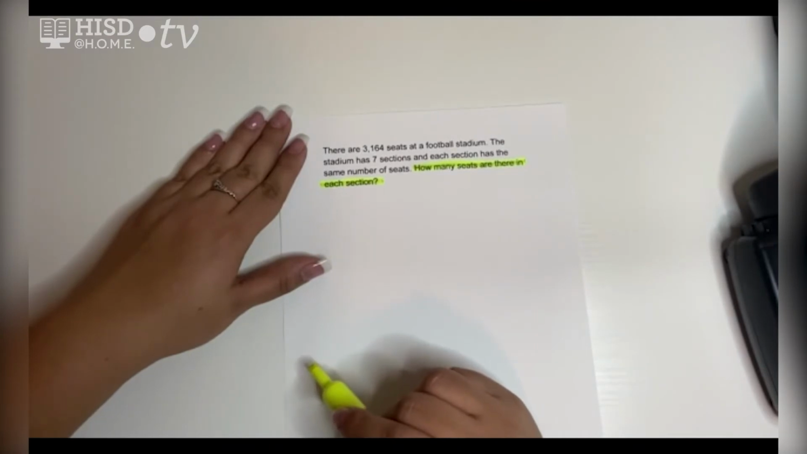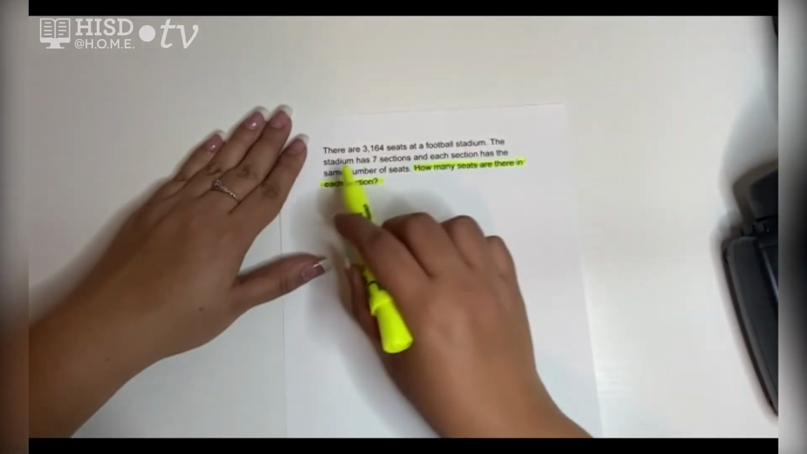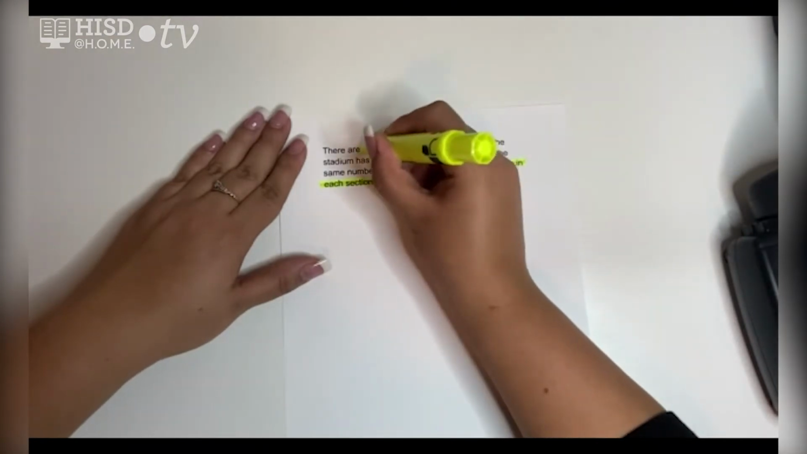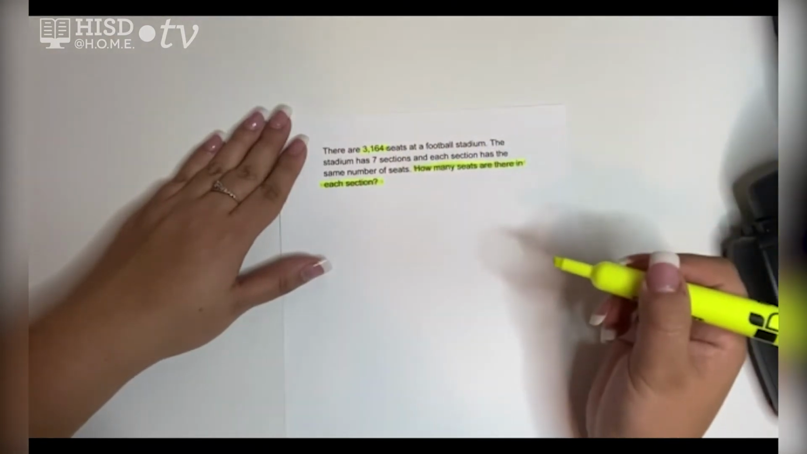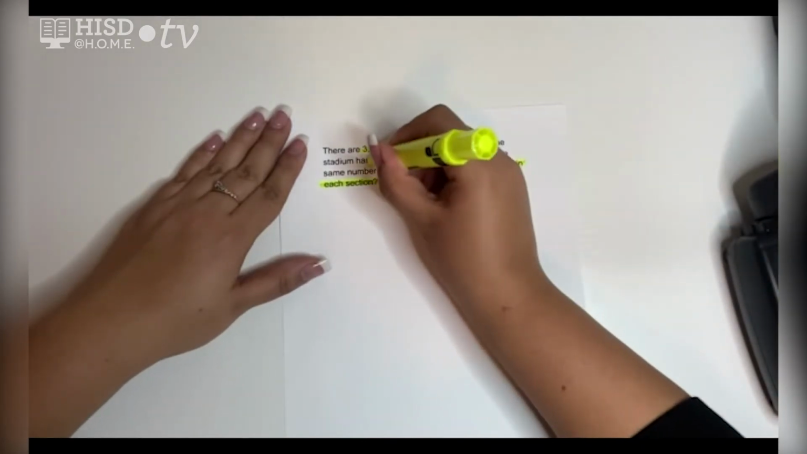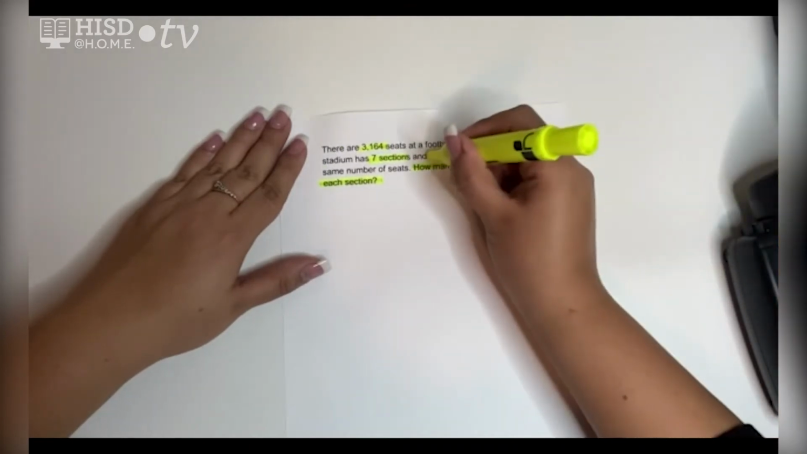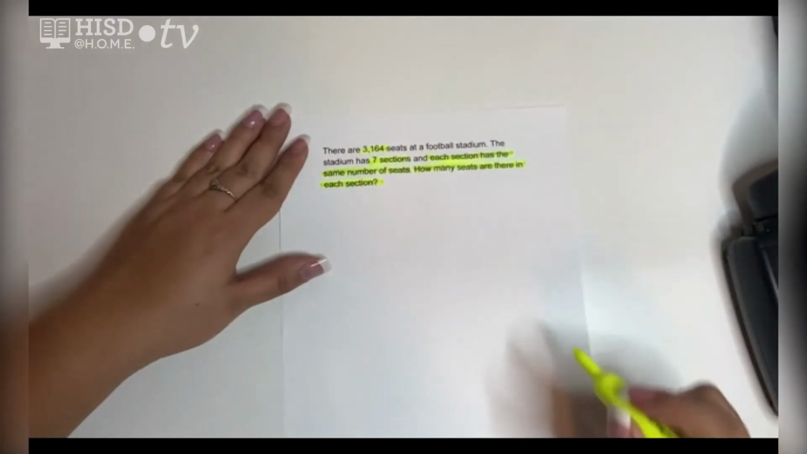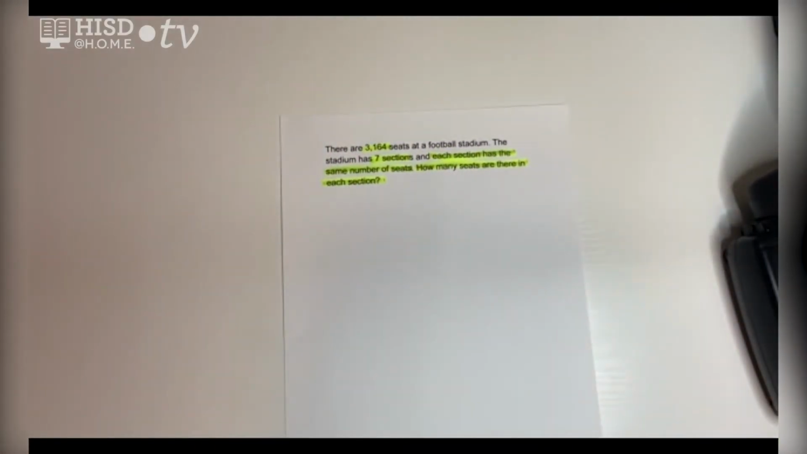So I'm then going to go ahead and go through the problem and skim through and highlight the values or important keywords that I see. So this value here says 3,164 seats at a football stadium. The next thing says that there are 7 sections, and it says that each section, and I like the word each, has the same number of seats, and I like that word same and that word number. So that tells me that I have to fill in my GET chart, right? There's a lot of words in that word problem that are found in our GET chart.